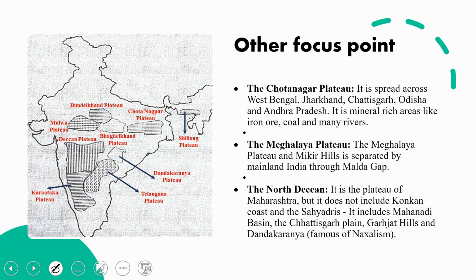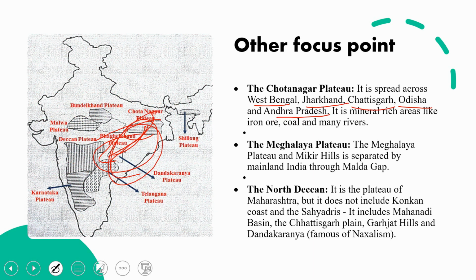Okay, so the Chota Nagpur plateau spreads across West Bengal, Jharkhand, Chhattisgarh, Odisha and Andhra Pradesh. Like it has been drawn till here, but it has been connected, like Chota Nagpur extended till Andhra Pradesh. These are taken into the Chota Nagpur plateau only. Okay, the Meghalaya plateau and Maikal Hills are separated from mainland India by the Malda Gap.